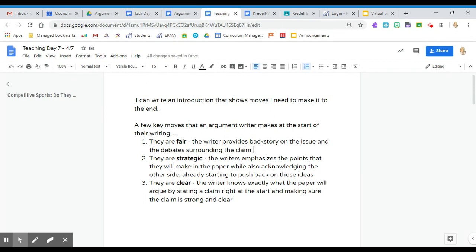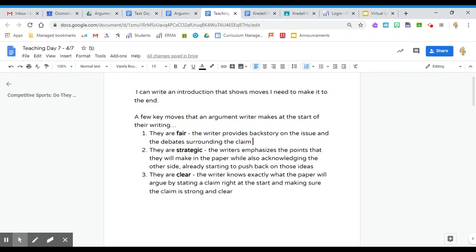So you want to make sure that when you're writing, you're acknowledging both sides. You're not just saying, this is my way and this is the only correct way, but you're providing some backstory, right? You're providing some, well, other people might say this, but this is my idea, right? So you're being fair to both sides of the argument.